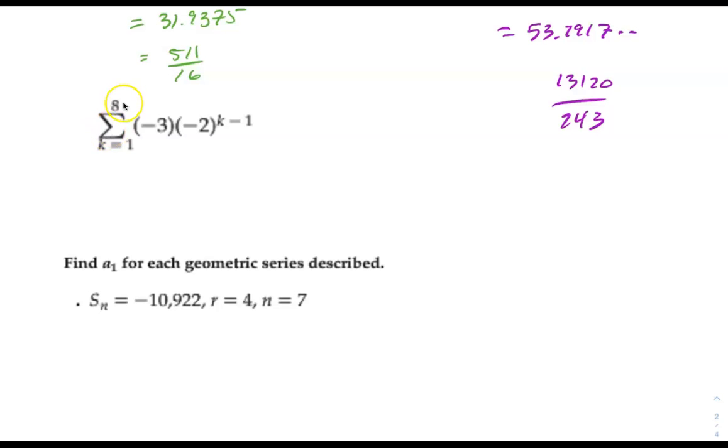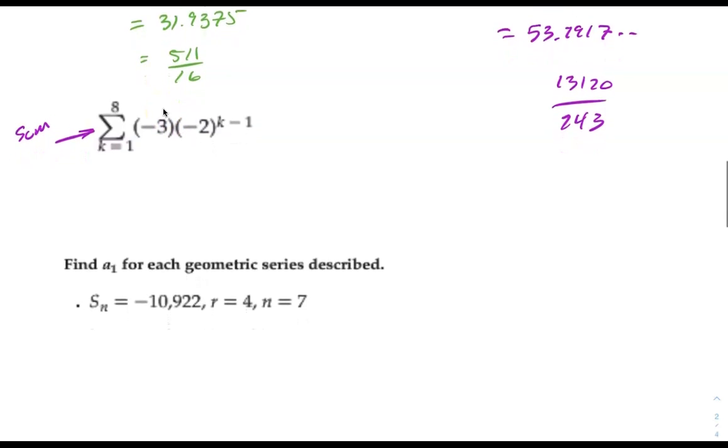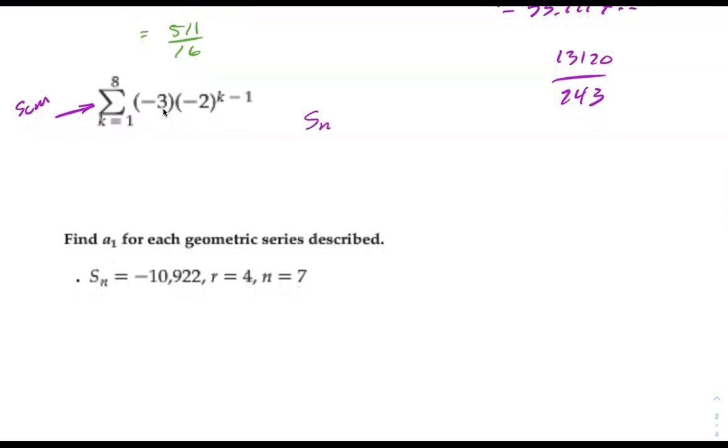It's in the summation form. So remember, when you see this notation, that means find the sum. The difference between this one and the one we did last time is that this is in geometric form. So if I was doing this geometrically, I need to find my... if I use the formula, which is this, I need to find A1 and R.